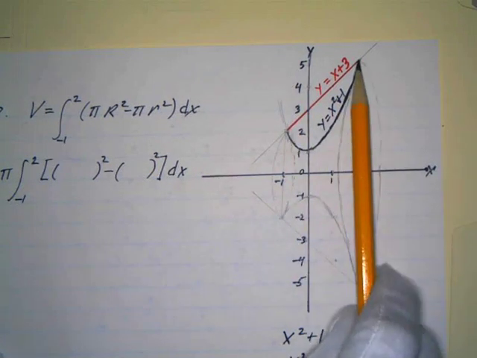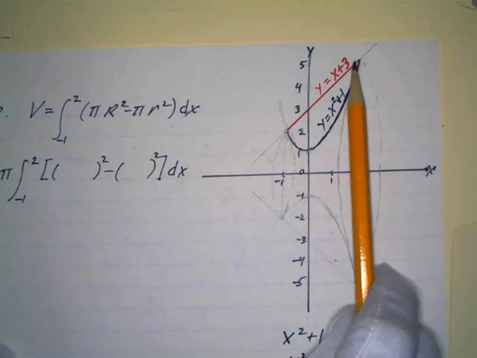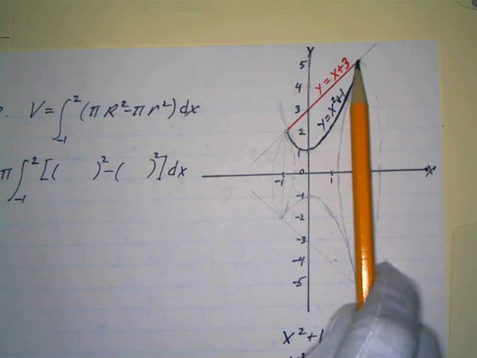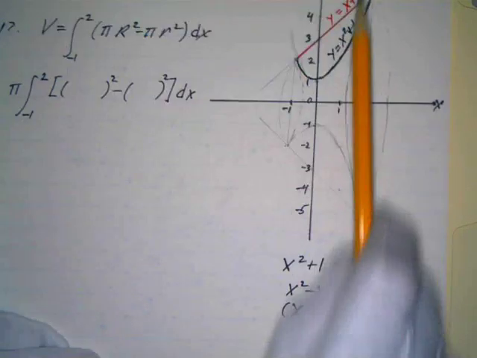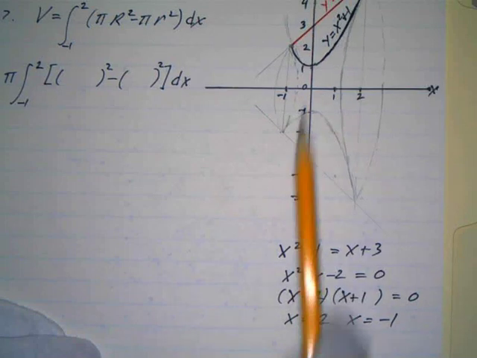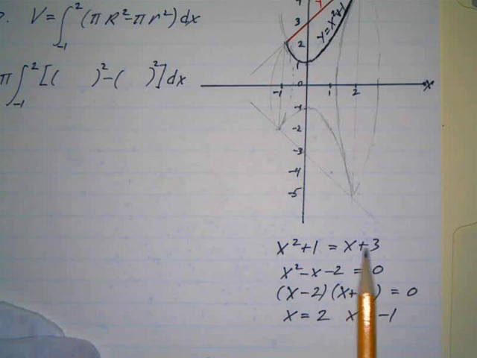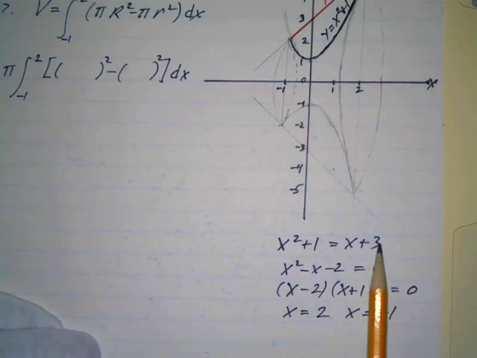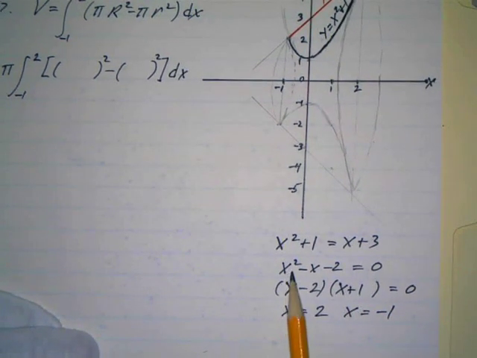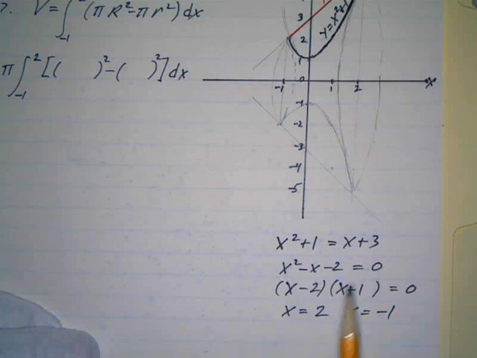Now we want to find out what our limits of integration are going to be, so we need to know where they intersect. We can do that just by setting them equal to each other. They're both equal to y, so x squared plus 1 equals x plus 3. Then I get everything to the left, and I get a nice quadratic: x squared minus x minus 2 equals 0. Easy to factor. It's a simple trinomial.